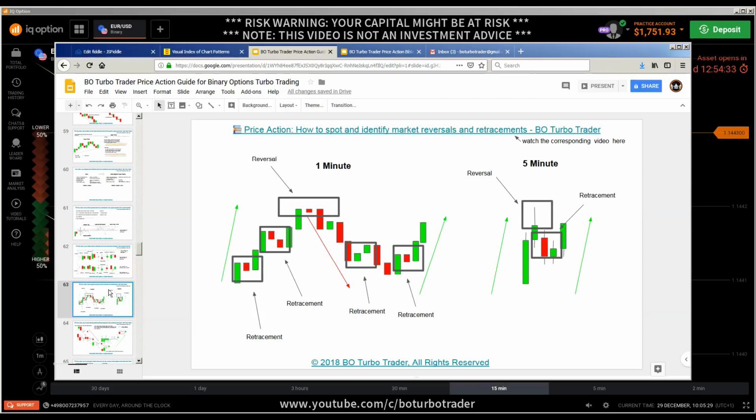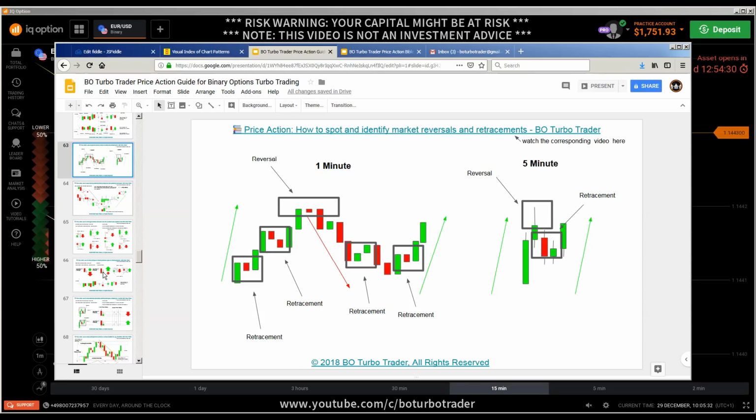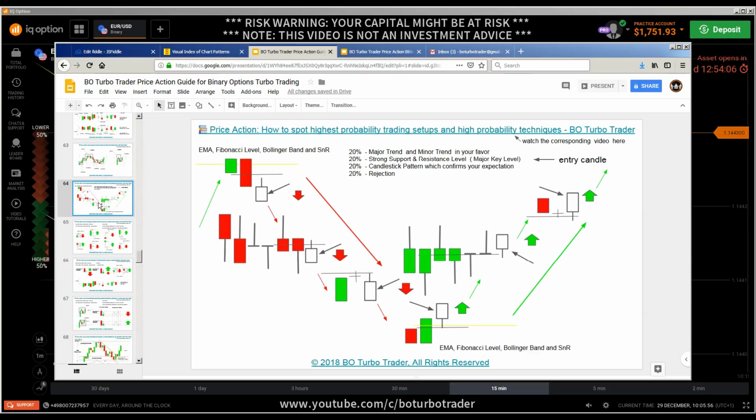Then reversal and retracement: you need to understand how a reversal looks in comparison to a retracement. That is also important, and it will also be in this video. I will show you later how you can distinguish a reversal from a retracement. And then obviously the highest probability trading setup, the high probability technique, the one where you trade one second.